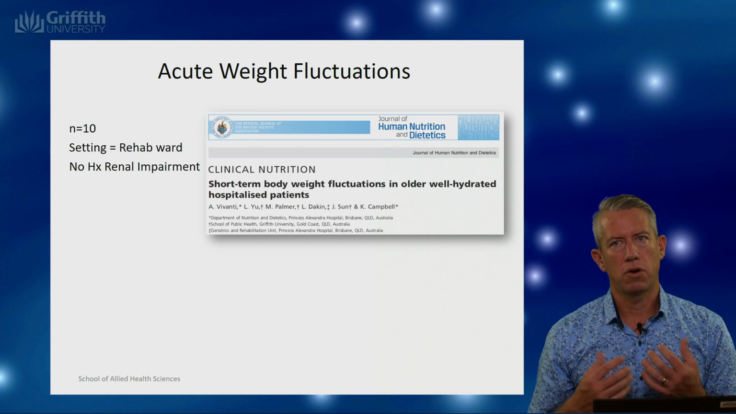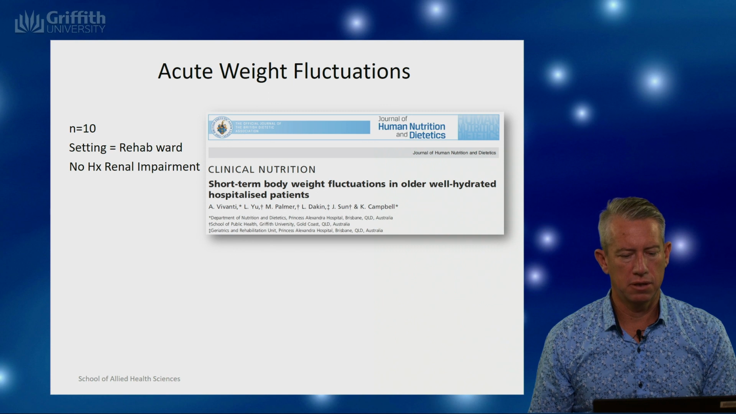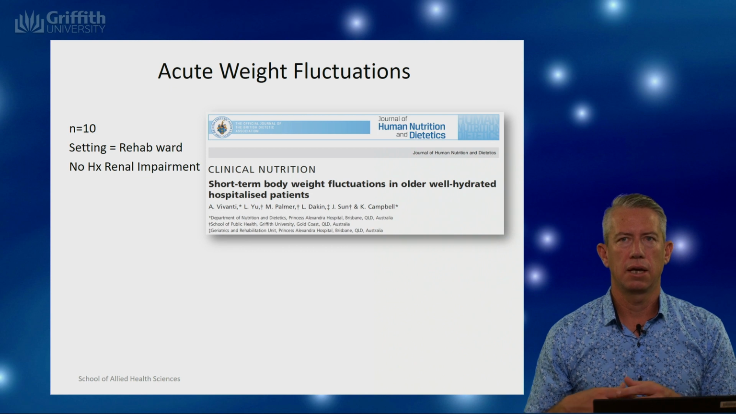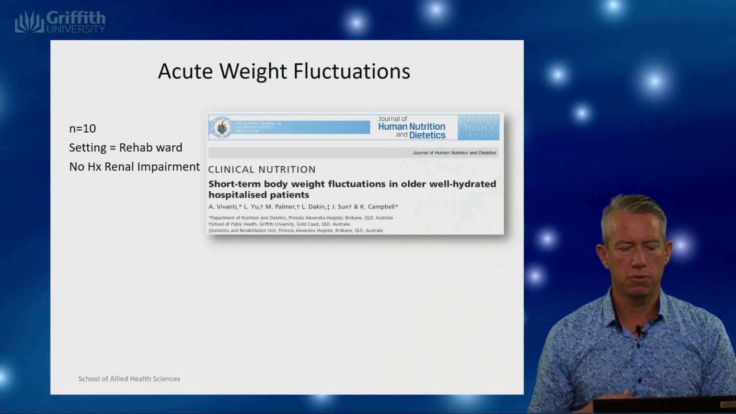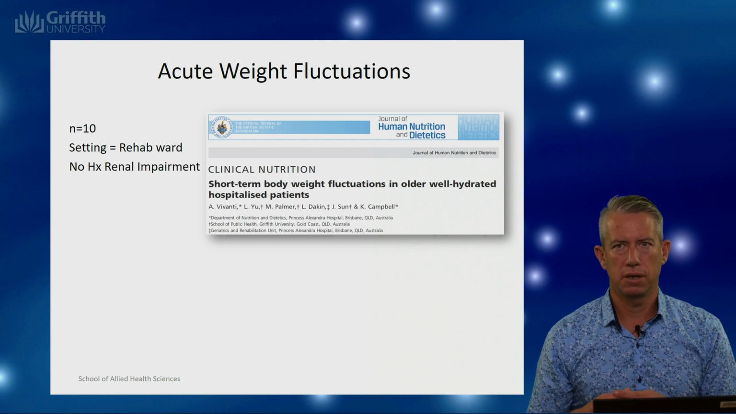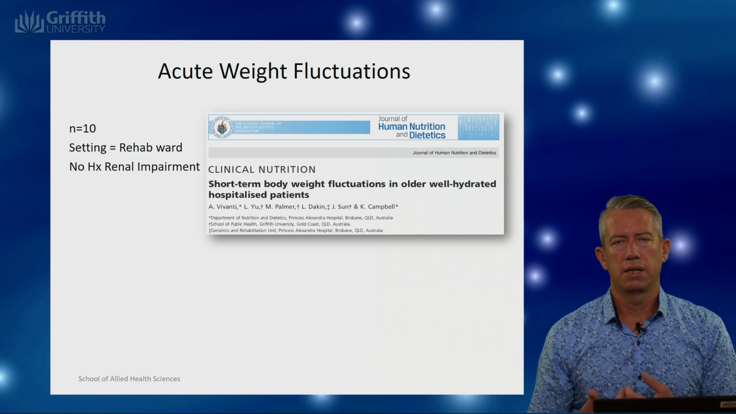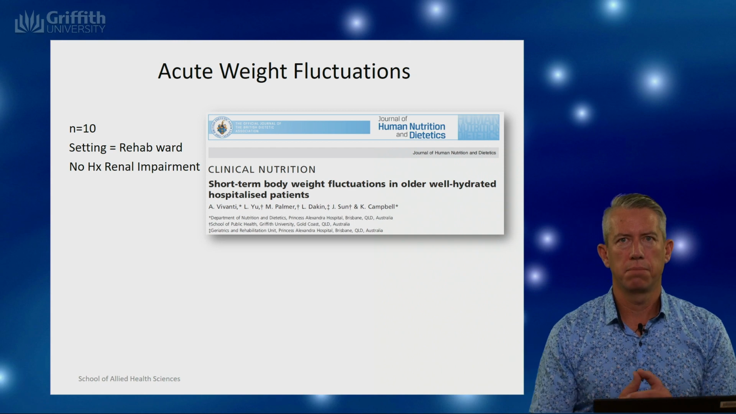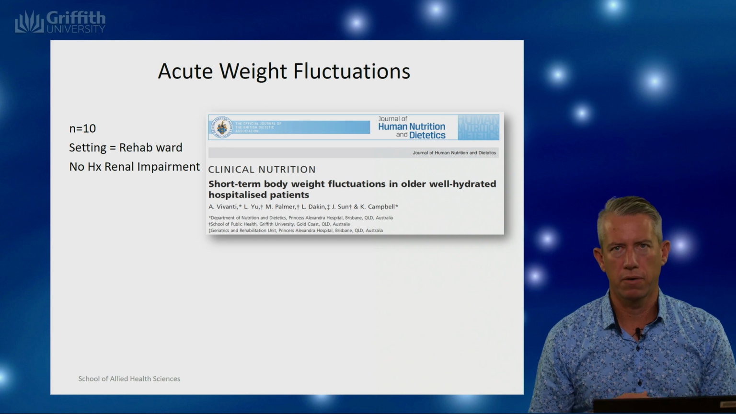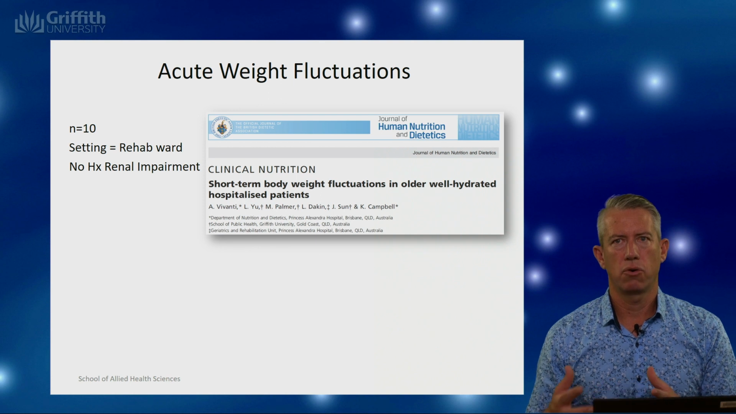Well, in terms of a hospitalised population, we've actually done some work in that area. Here's a really nice study published a number of years ago looking at short-term body weight fluctuations in a group of hospitalised individuals. Now these individuals were in a rehab unit, and a rehab unit is less, I guess, intensively medically managed individuals. So you rarely see things like IV fluids being delivered to these individuals. They can often eat quite well. They might be going through rehabilitation type programs. And these particular individuals were also identified as not having any renal impairment.